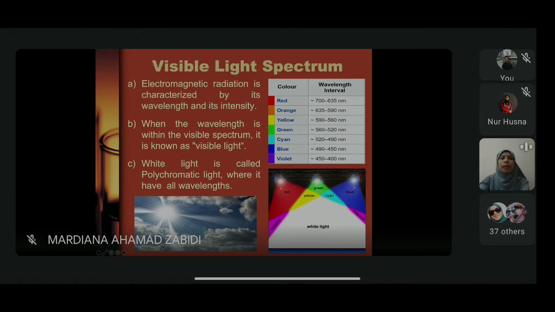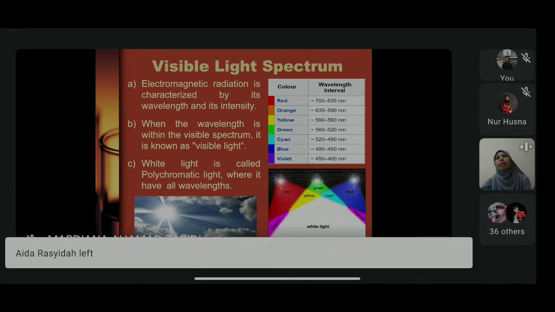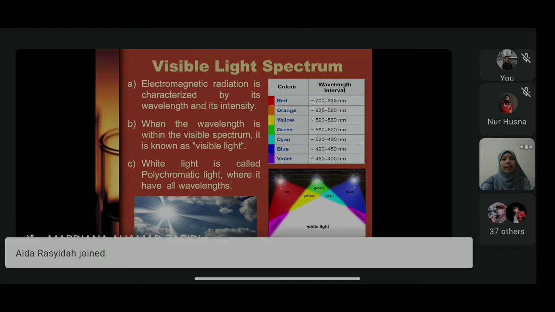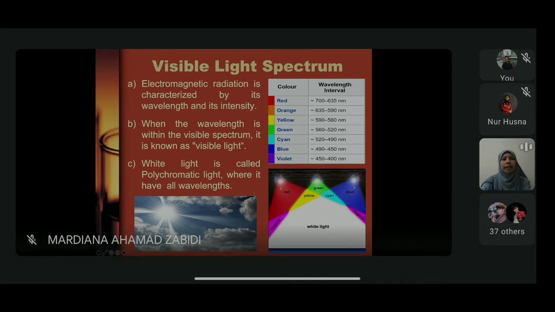Electromagnetic radiation is characterized by its wavelength as well as the intensity. For the intensity of the color, for example, if you are looking at a product that is dark red versus a light red, they have different wavelength as well. When the wavelength is within the visible spectrum, it is known as visible light. White light is called polychromatic light, where it has all wavelengths, meaning that all wavelengths are reflected when it touches the surface. But if you have a black surface, all wavelengths are absorbed, so that's why you see the product as black.